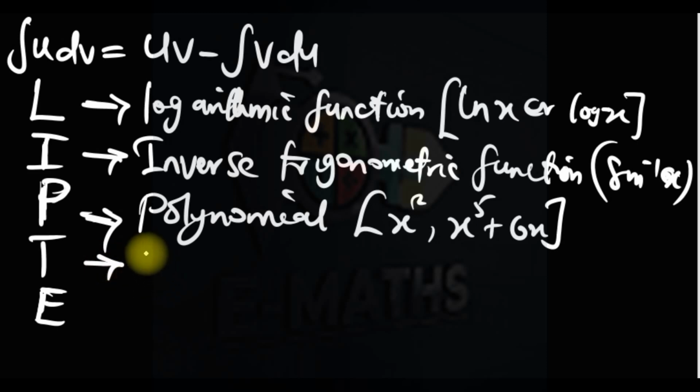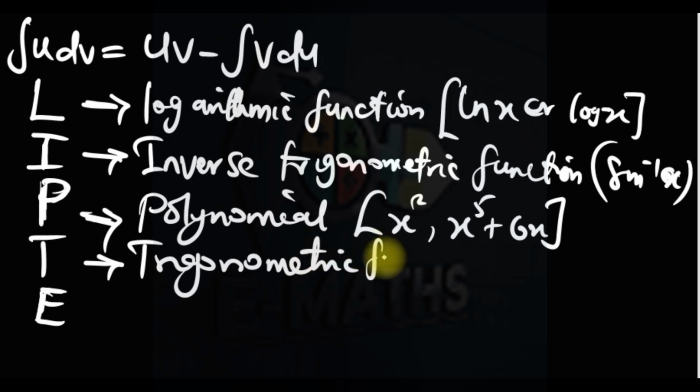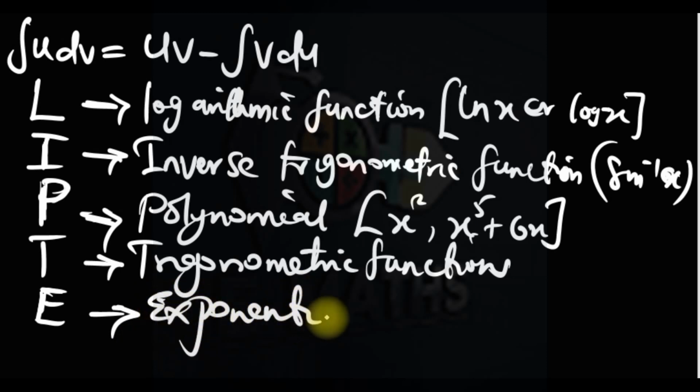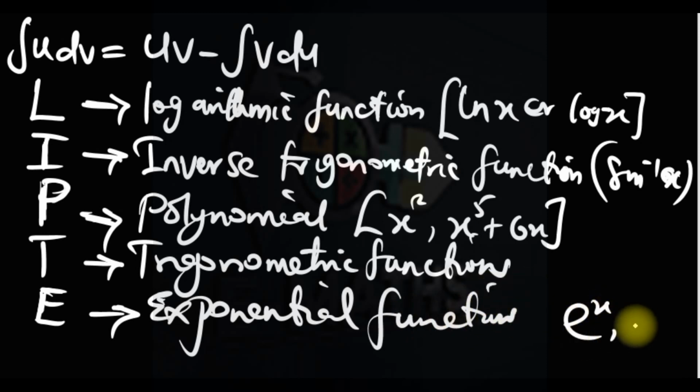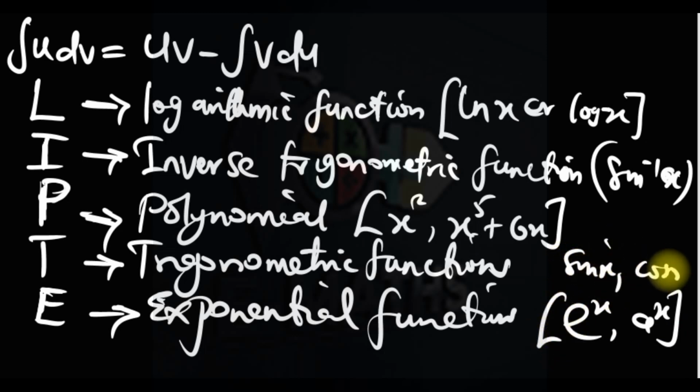If you don't see polynomial, look out for trigonometric functions. And finally, if you don't see those, look out for exponential, like e raised to power x, maybe a raised to power x. Trigonometric maybe sine x, cos x. So that is our order of u. You first look for logarithm. If you don't see it, you assign u to inverse trig function. If you don't see it, you move to polynomials. So that's how we solve it.